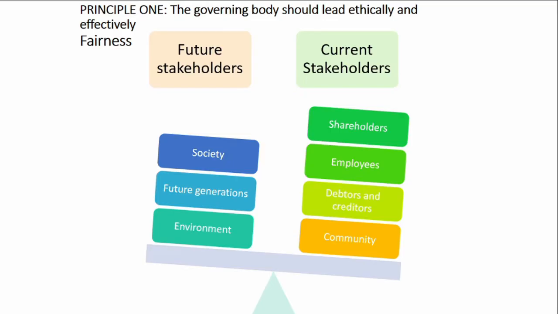So when we're dealing with fairness, we want to ensure that the governing body weighs up the different responsibilities, the different needs, the different wants, and the different effects that their actions will have on not only the stakeholders that are in front of them, which is, for example, shareholders, employees, debtors, and close community, but also we want to ensure that the governing body is thinking about their future, thinking about the environment, thinking about society in general, and taking into account all of these various needs and wants when they're making their decision. And this is where we talk about fairness.